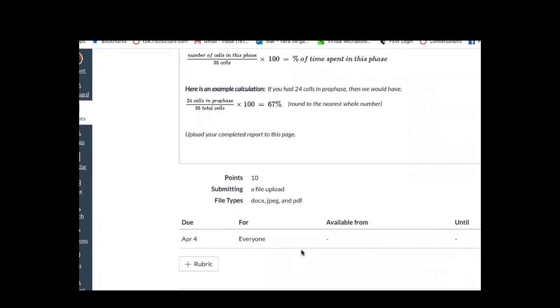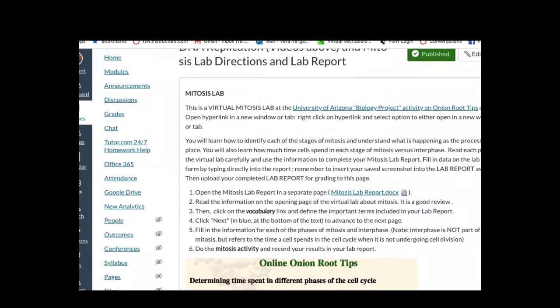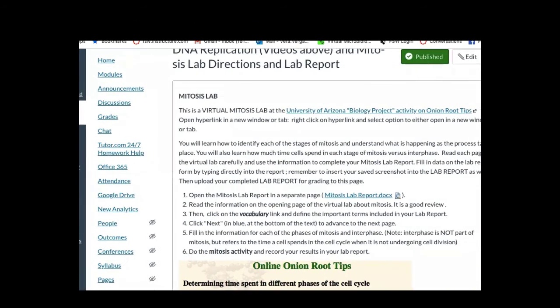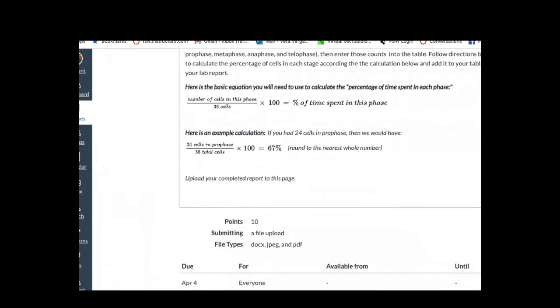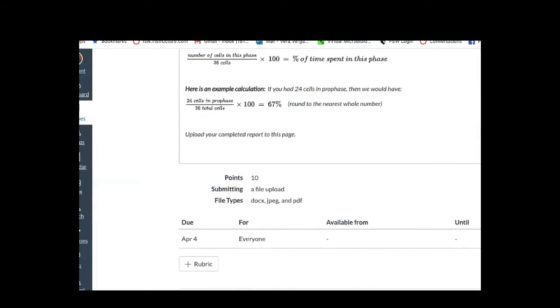Okay. Anybody have any questions about this part that you need to do? Okay, good review for this. Then the second activity is on meiosis.